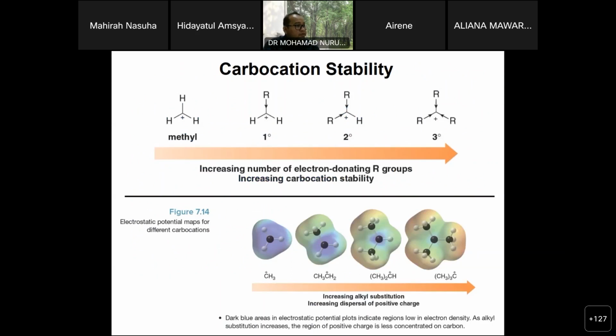So, okay, this is carbocation stability explained by increasing the number of electron-donating R groups, which will increase the carbocation stability. And it can also be explained by electrostatic potentials if we look clearly at the map of the carbocations.